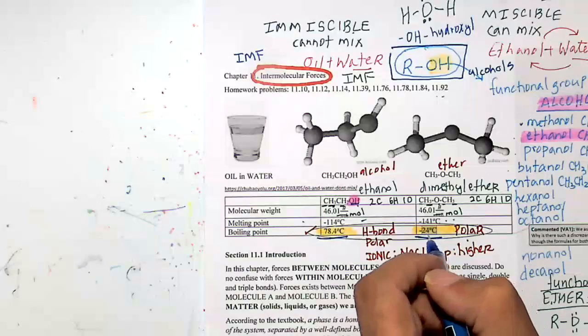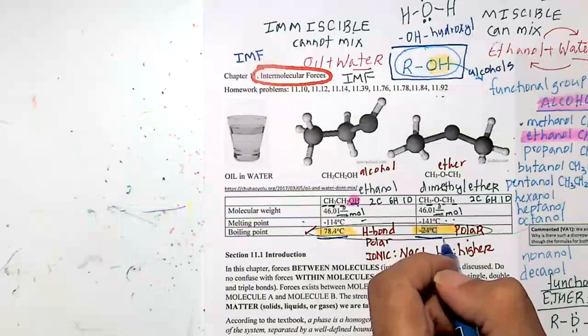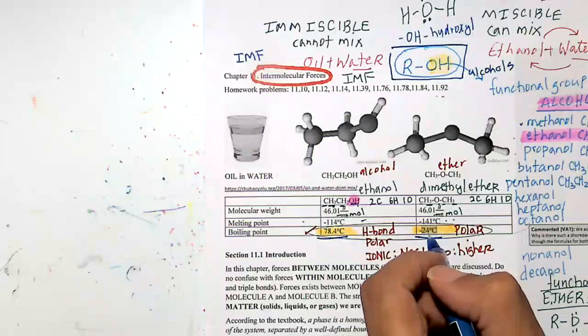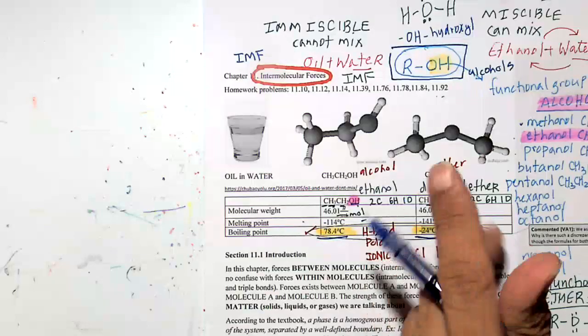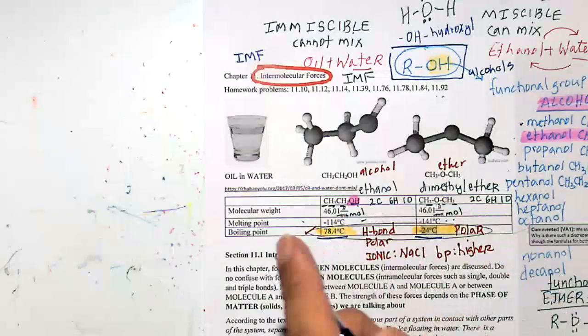This dimethyl ether is polar, and even though it is polar, it cannot hydrogen bond, so the attractions are strong but not very strong, because minus 24 degrees C is a very low temperature to get this molecule to boil, even though it's polar.